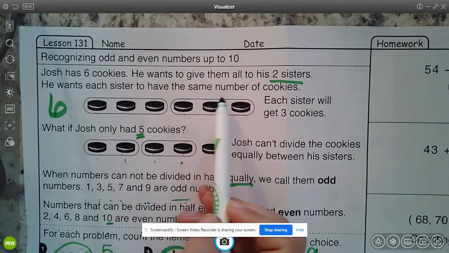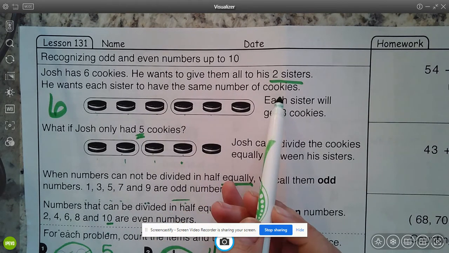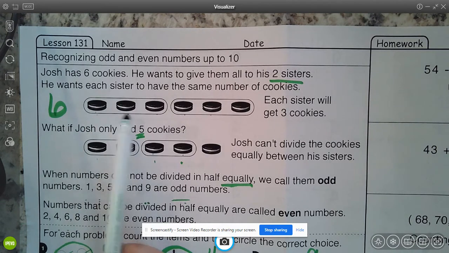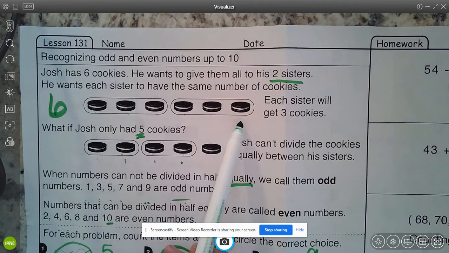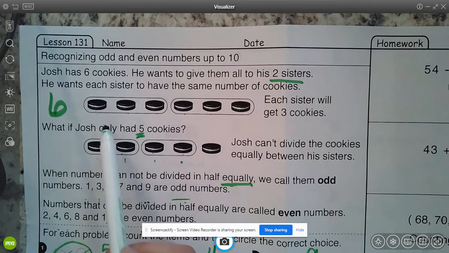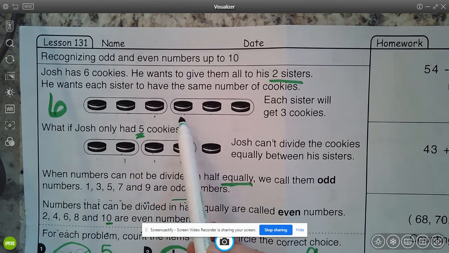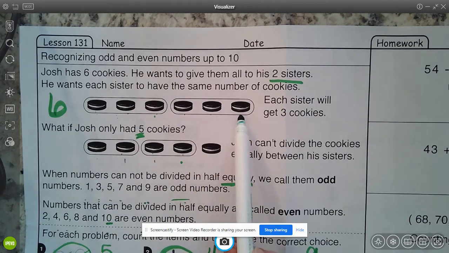Okay, so as you can tell, here are 6 cookies. 1, 2, 3, 4, 5, 6. Well, can 6 cookies be divided or separated into equal numbers, where each sister will have the same number of cookies? Yes. One sister has 1, 2, 3. The other sister has 1, 2, 3. 3 plus 3 equals 6. So each sister will get 3 cookies.